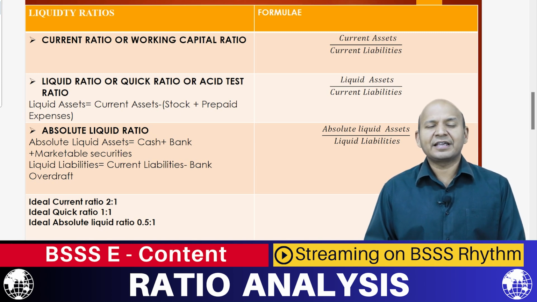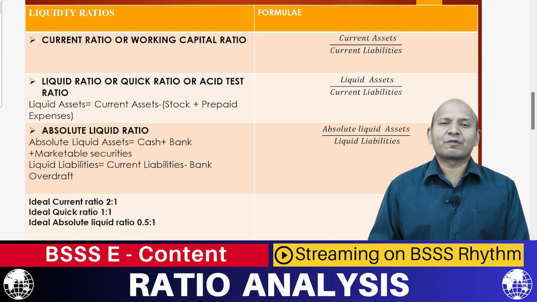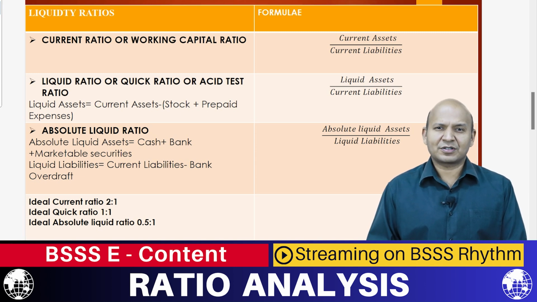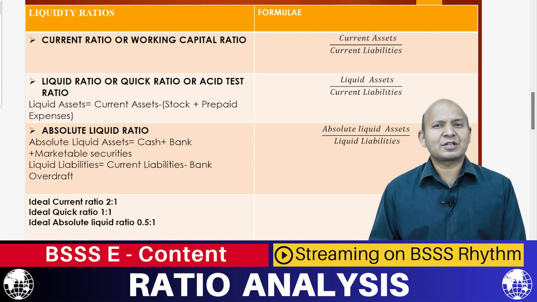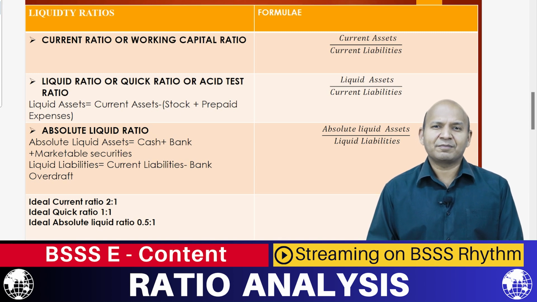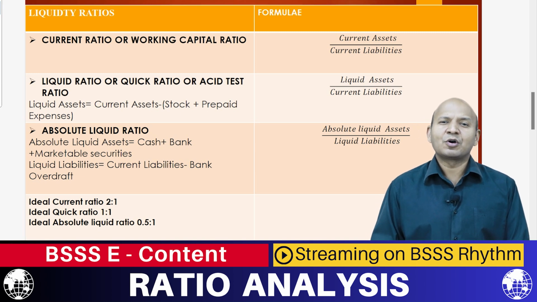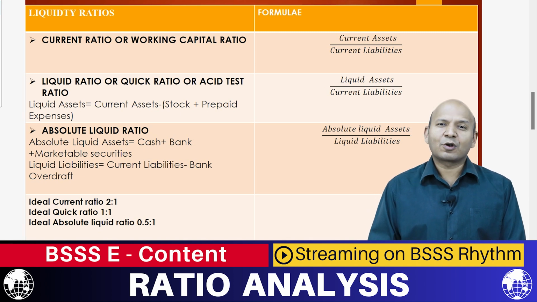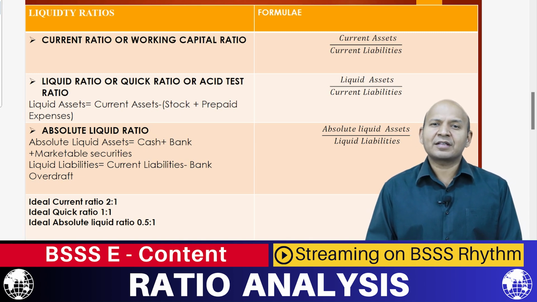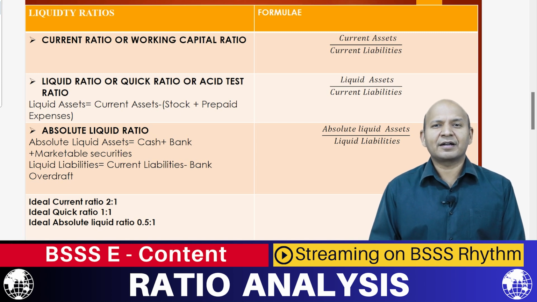What are current assets? The assets which are in the form of cash or which can be easily converted into cash. Debtors, bills receivable, stock, cash in hand, cash at bank, all that comes under the category of current assets. And what are current liabilities? The liabilities which the organization has to pay within a very short period of time. Creditors, bills payable, outstanding expenses, short term loans, all that come under the category of current liabilities. For calculating the current ratio, as I said, the formula is current assets divided by current liabilities.